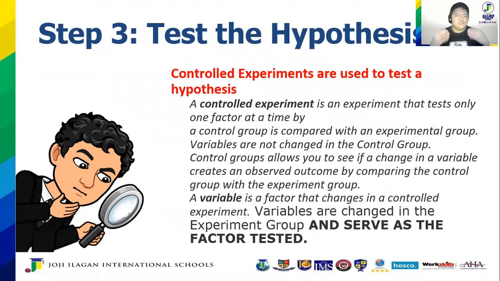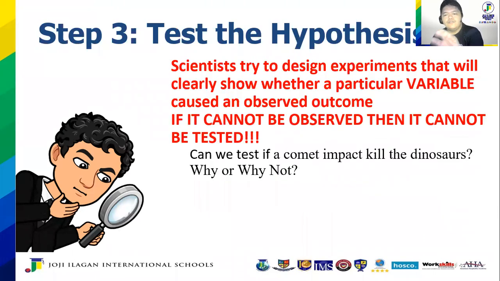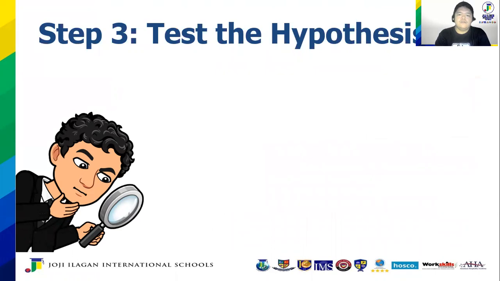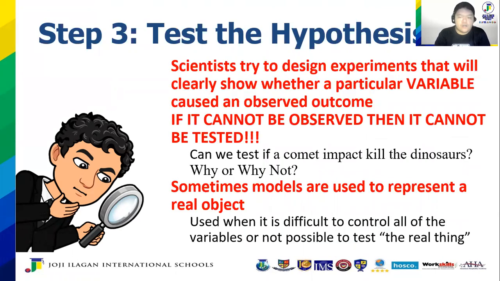Also, during the testing of your hypothesis, especially if it is an experimental form of research, it's all about a controlled experiment. You have to make sure the variables of your experiment can be changed in a controlled environment, and they serve as the factor being tested for your hypothesis. Just to run through, you have to clearly design an experiment that shows the particular cause of a certain outcome. If it cannot be observed, it cannot be tested.